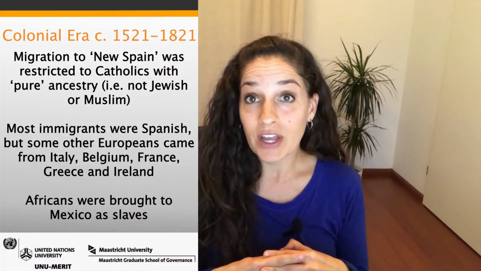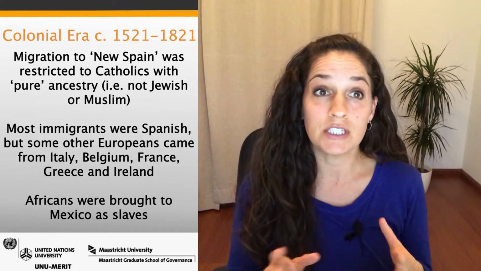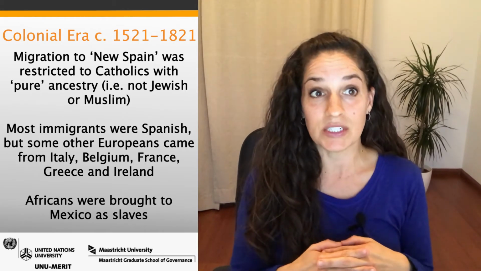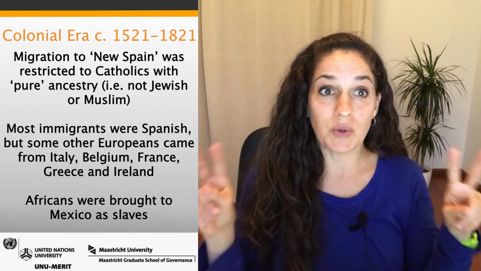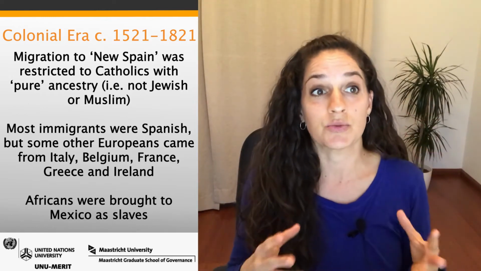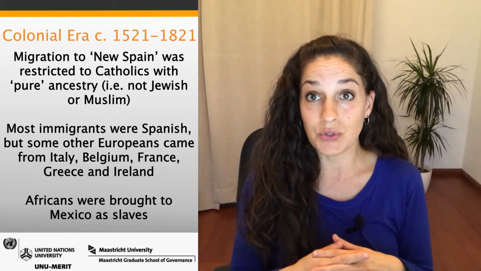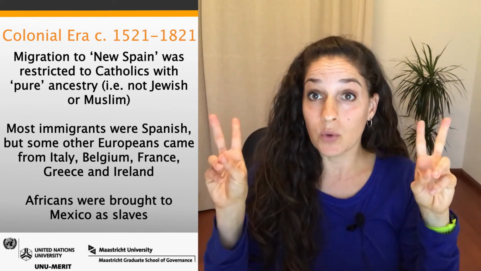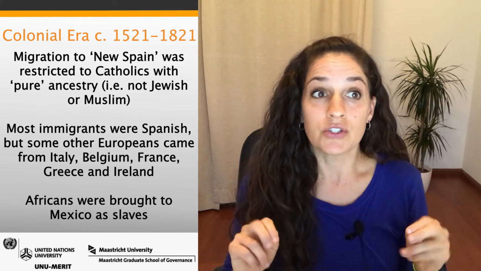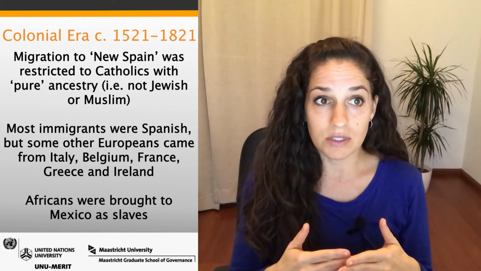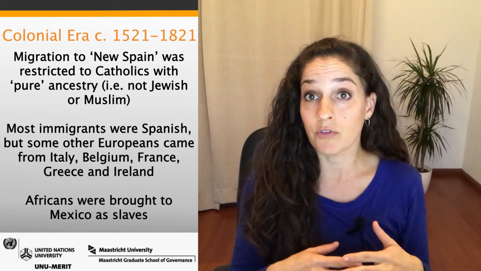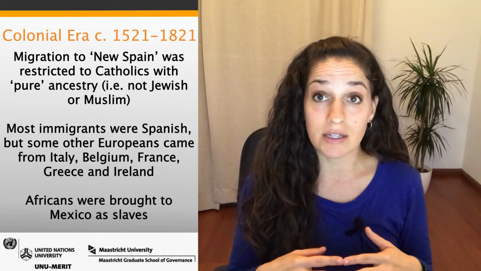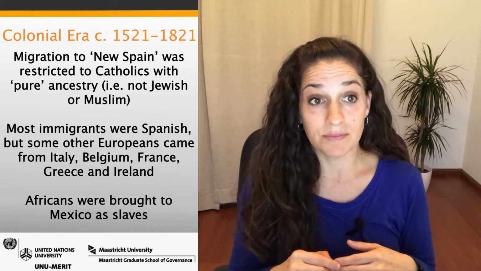So let's look first at the colonial era from around 1521 to 1821. This is when there was migration to what was referred to as New Spain, and this was restricted specifically to Catholics with quote-unquote pure ancestry, so not Jews and not Muslims. Most immigrants were Spanish, but some other Europeans came from Italy, Belgium, France, Greece, and Ireland.